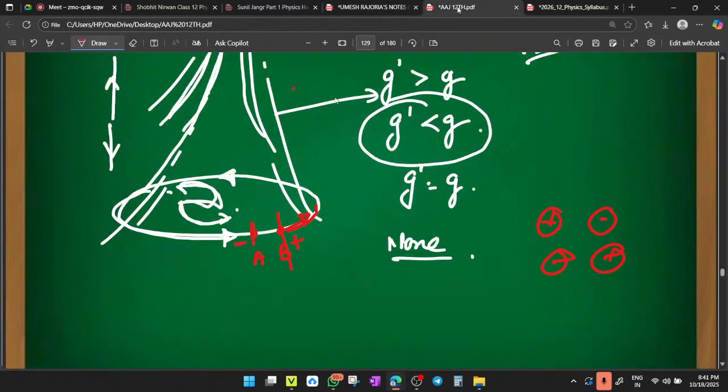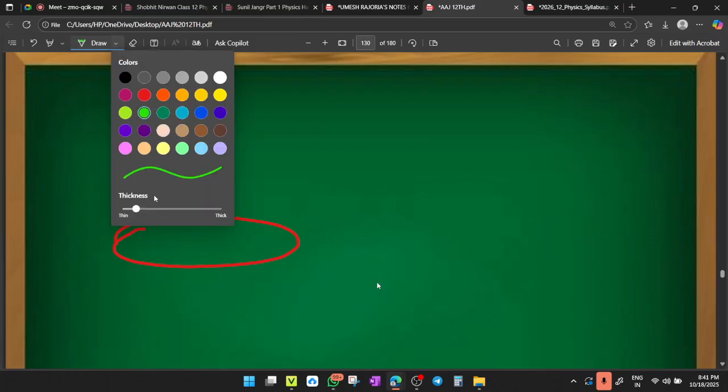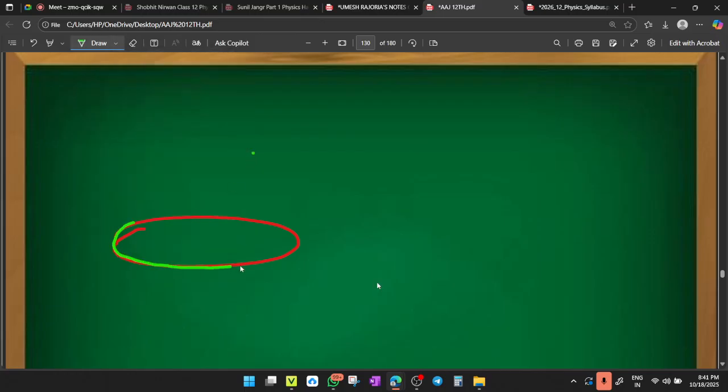Okay, a natural question is there. Okay, sir, this is a coil. If this is a coil, yes, look, this is a coil, and here it is a magnet.